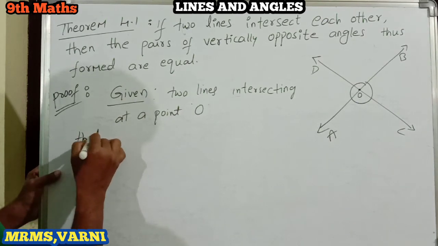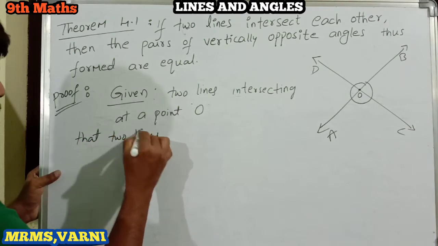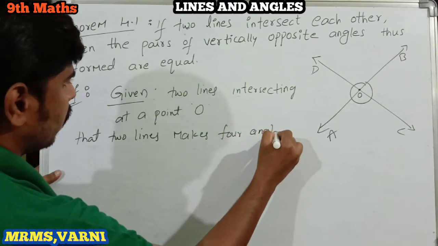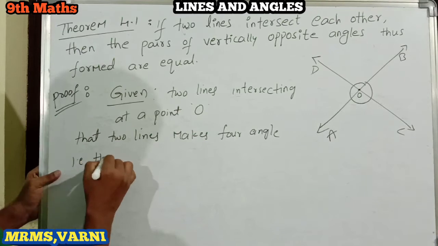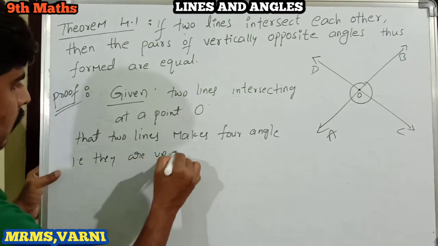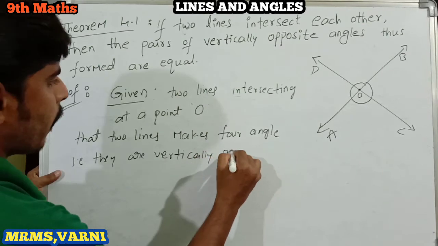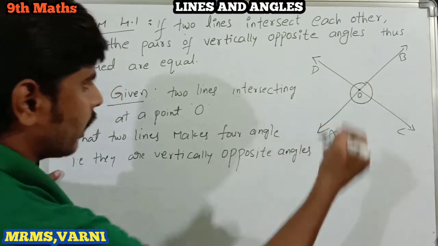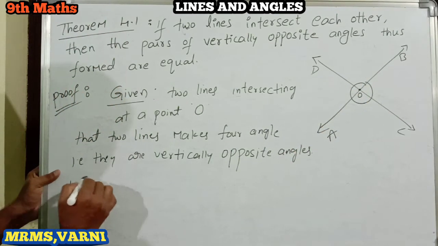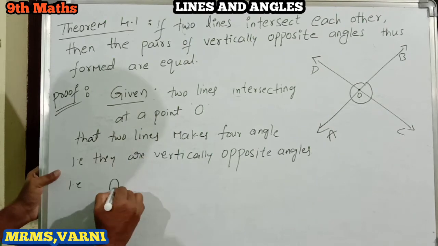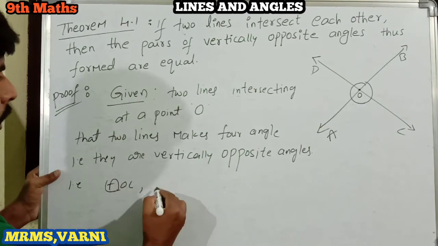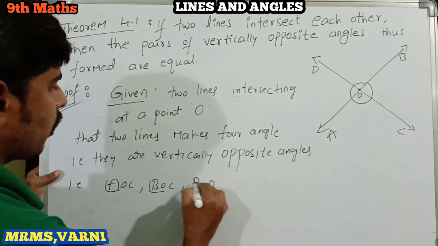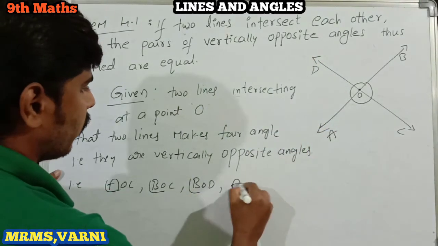The two lines make four angles, that is, they are vertically opposite angles. Is it clear? They are vertically opposite angles. What are the vertically opposite angles we have? AOC, BOC, BOD, AOD.